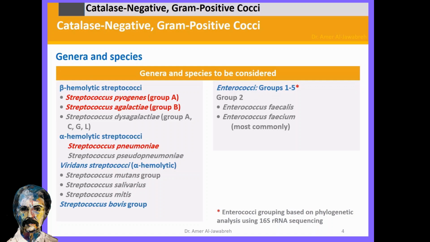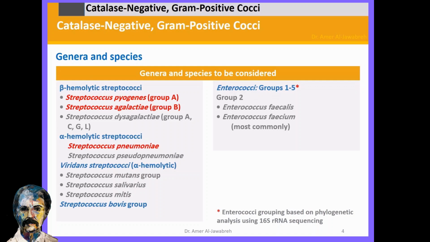If you see here, we have beta hemolysis, alpha hemolysis, and gamma, which is no hemolysis. So of the beta hemolytic Streptococci, we have two important species: Streptococcus pyogenes, which we call group A, the Lancefield grouping, and Streptococcus agalactiae, which we call group B, which is also Lancefield grouping. These are the most important and they cause diseases to human beings.